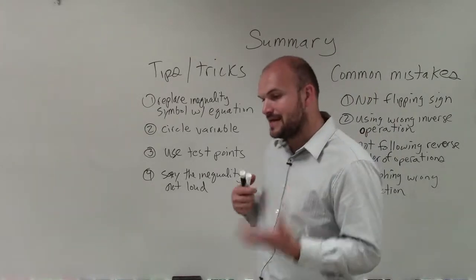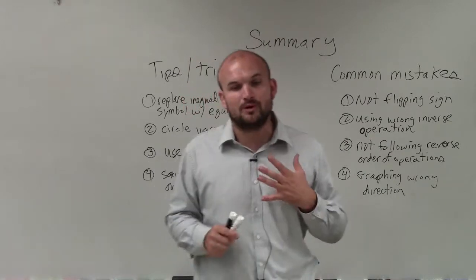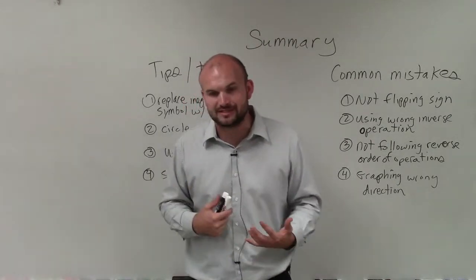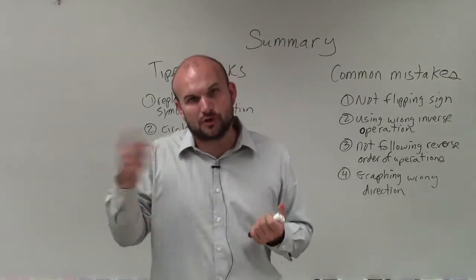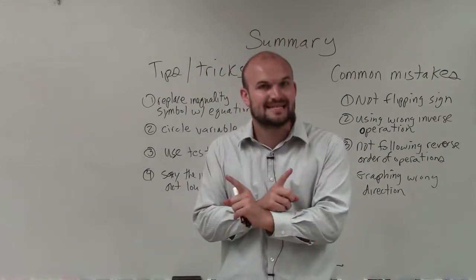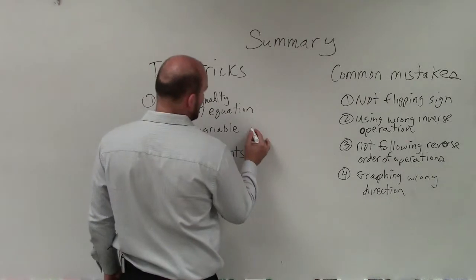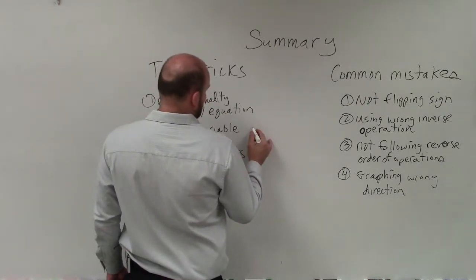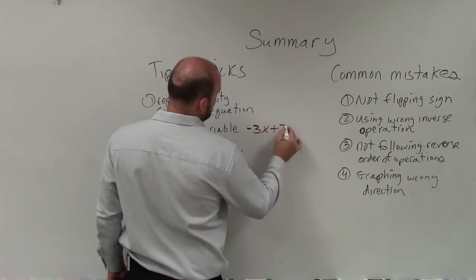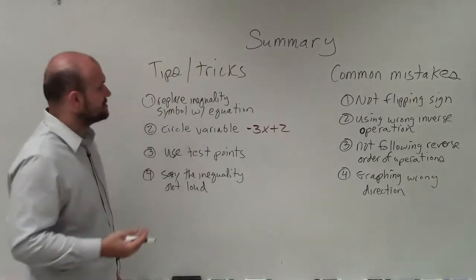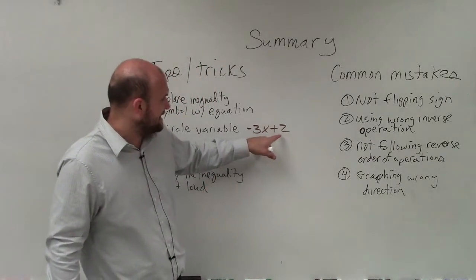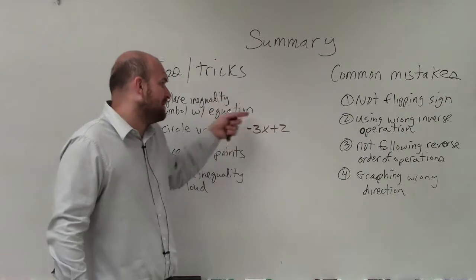The next thing is a lot of times circle the variable. Students have trouble identifying the inverse operations unless they have circled the variable, and sometimes even rewrite the problem. For instance, if I have negative 3x plus 2, a lot of students will think that I am subtracting the 3. No, I'm multiplying by a negative 3.